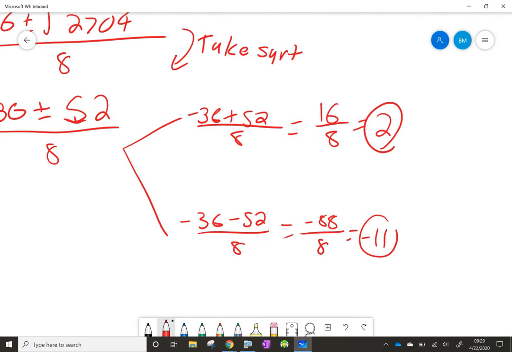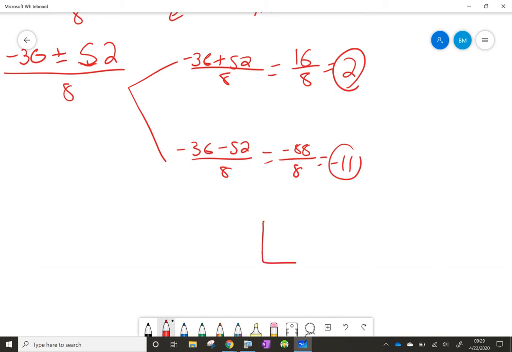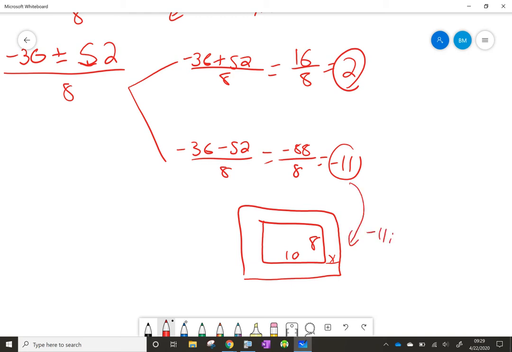All right, now we have two answers, 2 and -11. But think about this. Remember, what this goes back to is the frame of our picture. We have our picture that was 8 by 10. And then we have the frame. The x value, remember, was the width of the frame. So can that x value be -11 inches? No, it can't. So -11 works for the quadratic, but it doesn't apply to our example.